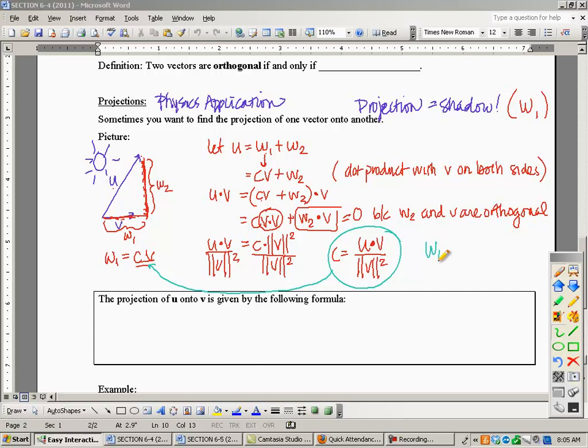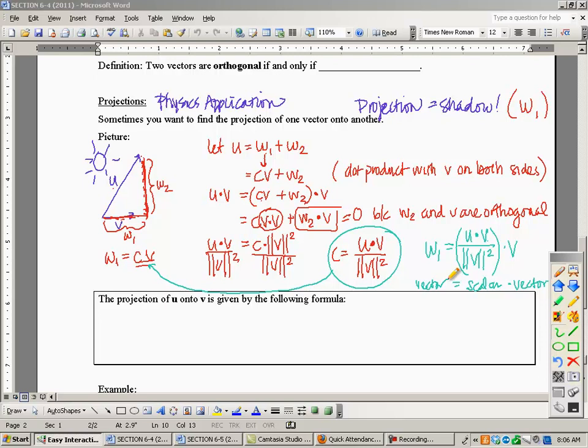So W1, this shadow or this projection, is found by replacing the scalar with the dot product of U and V over the magnitude of V squared, times vector V. And the question is, what does this mean? Okay, this is all a scalar, because the dot product ends up getting you a scalar and the magnitude squared ends up getting a scalar. So this is basically going to be a scalar times a vector, which is going to equal a vector. And we want the vector for W1 or our shadow. And our goal is to find basically the component form of that vector.